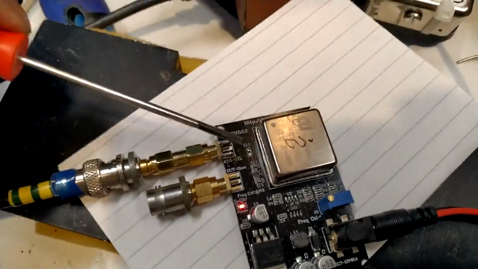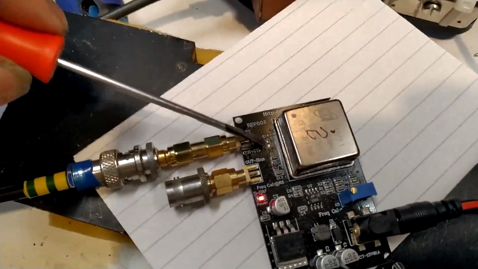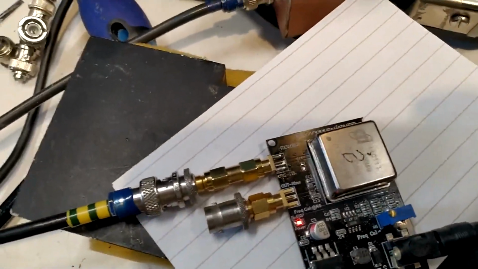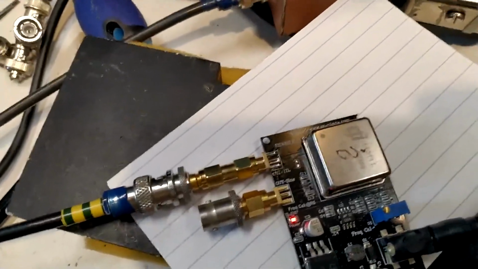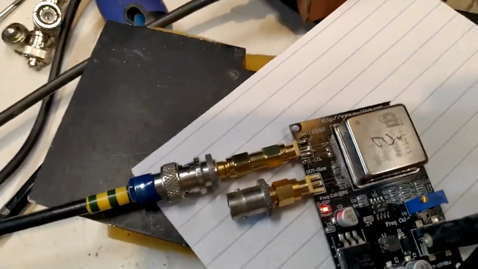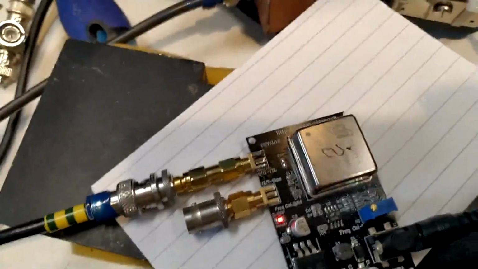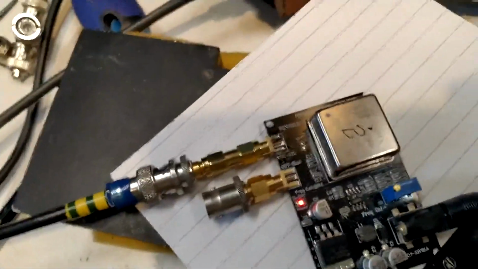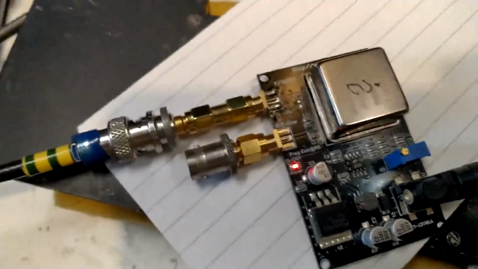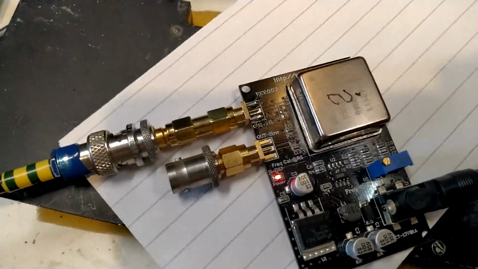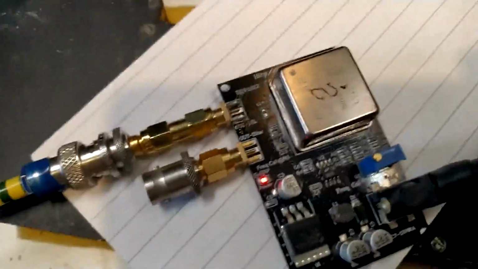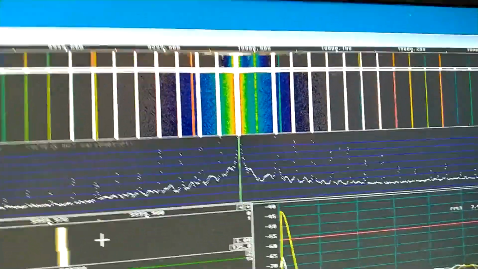I have removed the C14 capacitor from here. It is the capacitor that couples the TTL output to a filter which provides the sine wave output. That is a small ceramic capacitor, and the filter also contains small ceramic capacitors, and they are noisy. So I have now disconnected them, and the result is very visible here.